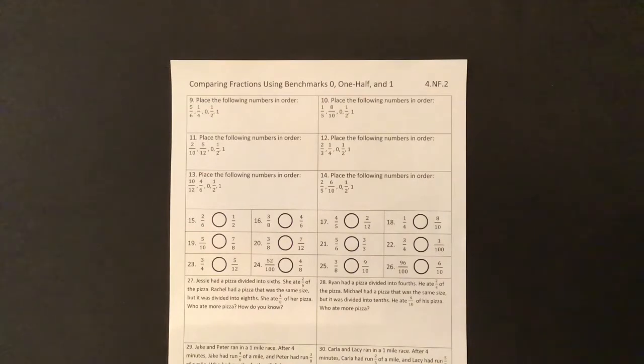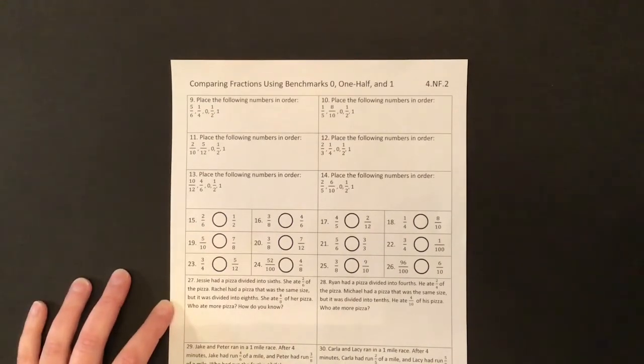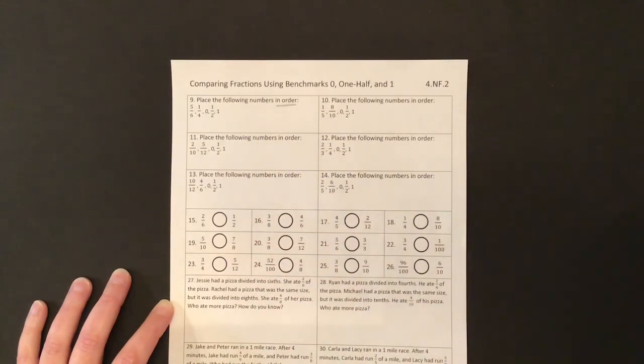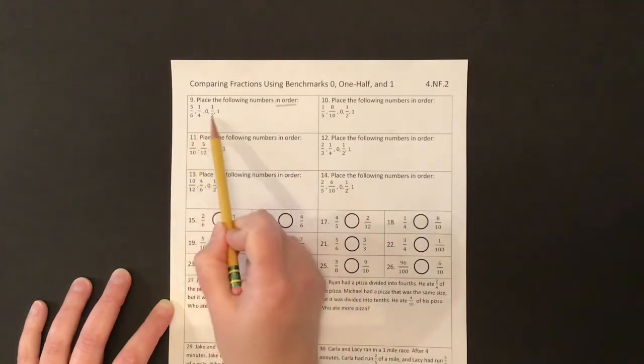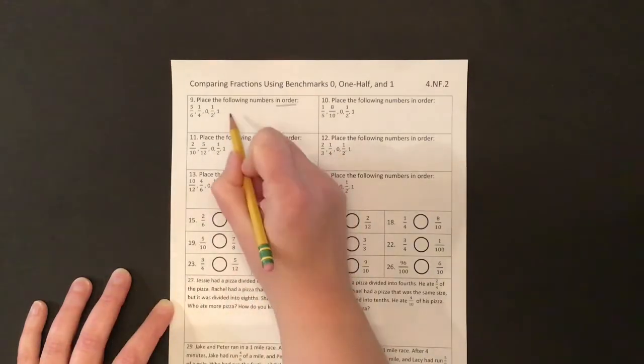Number 9 says place the following numbers in order: 5/6, 1/4, 0, 1/2, and 1/2. Now, when we talk about numbers in order, we're talking about least to greatest. So as you look at the list of numbers, what's the lowest number? 0 is the lowest number. That's the smallest number.